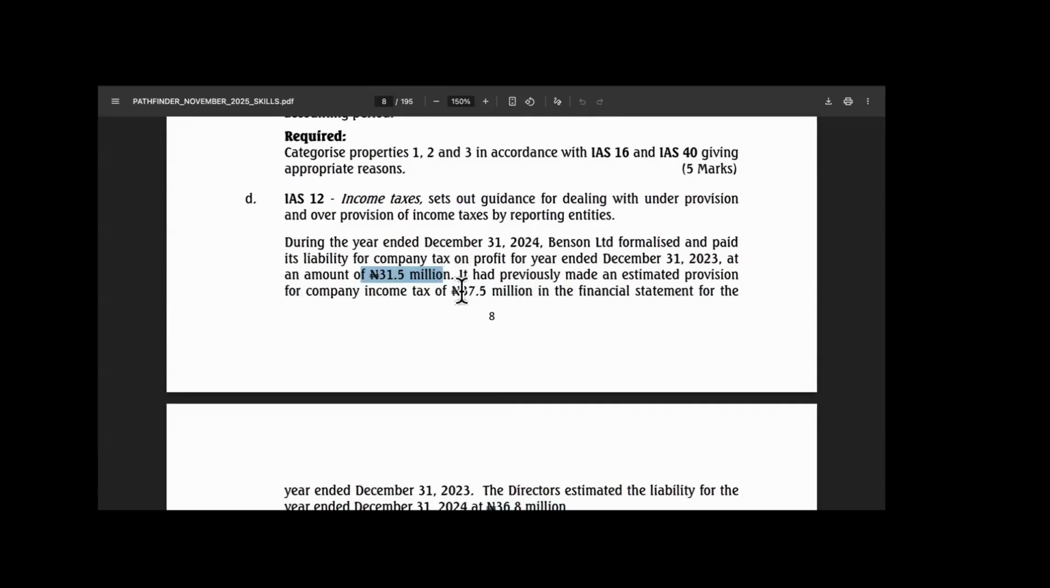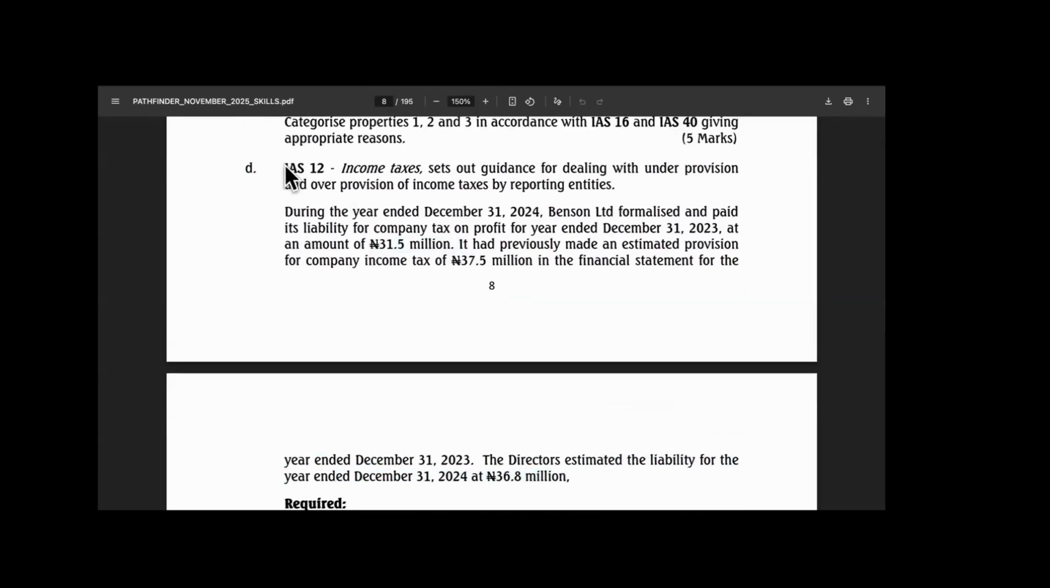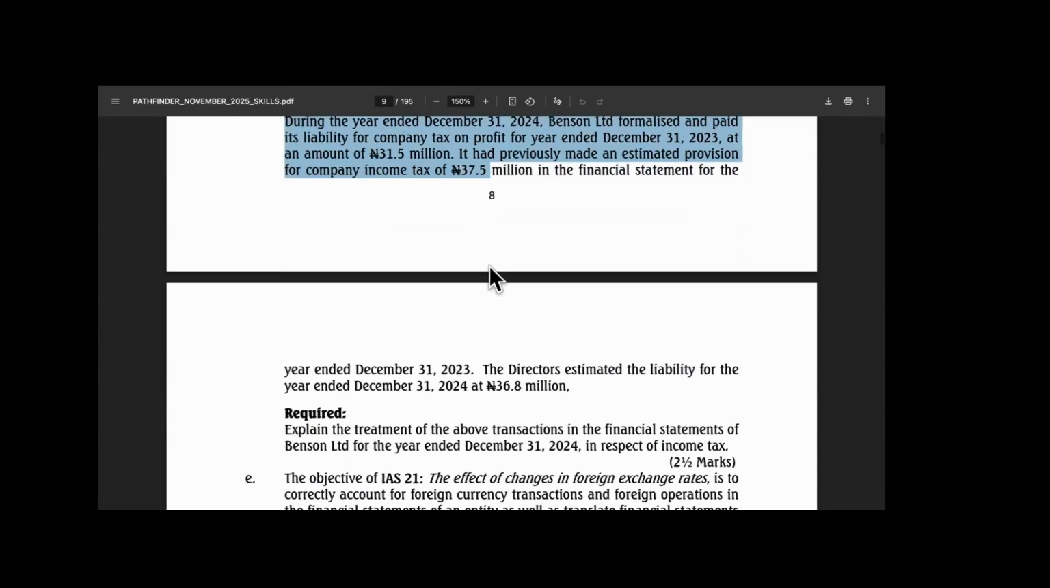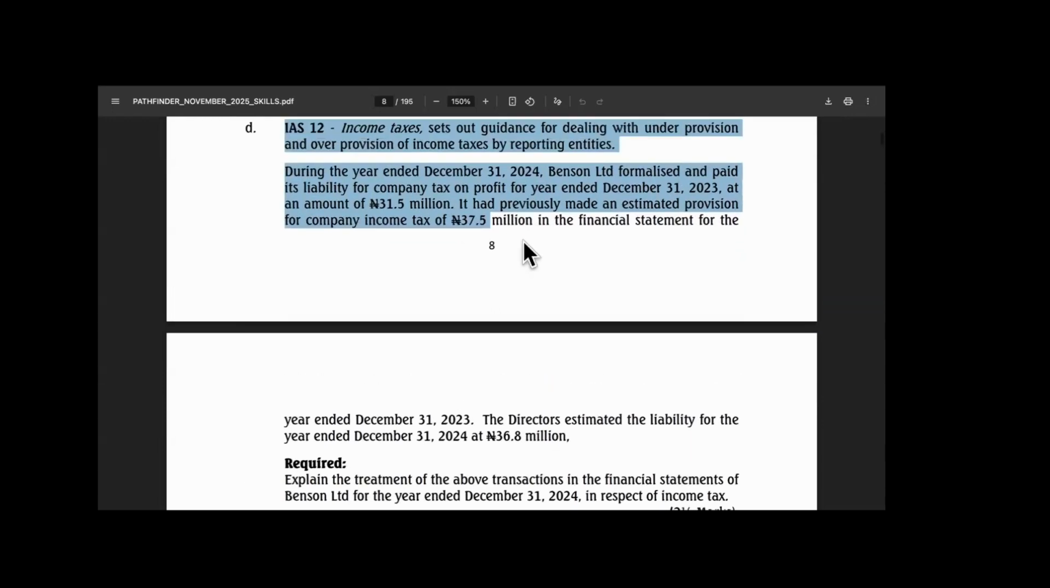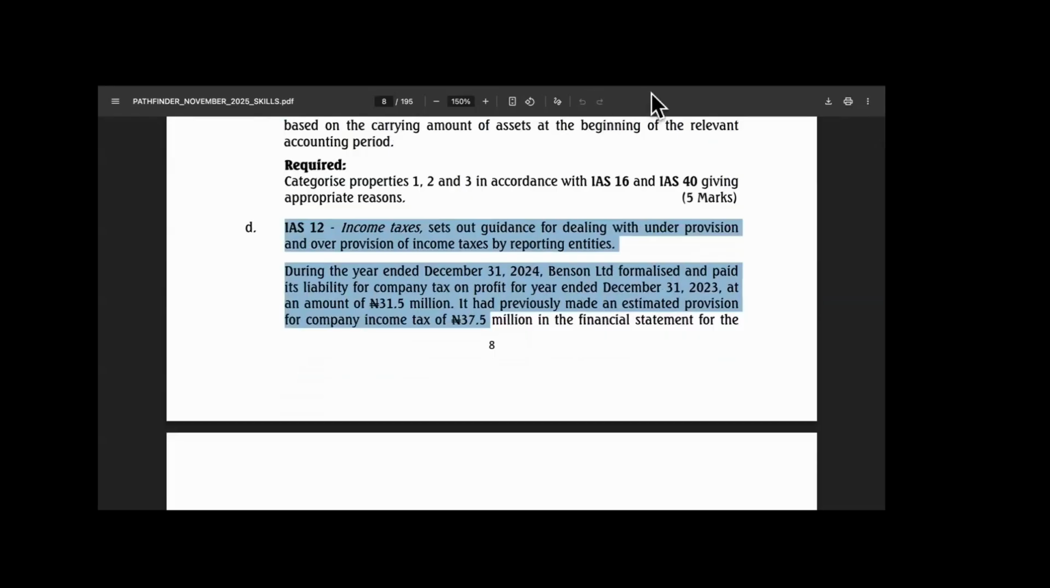He provided for 37.5. He is paying 31.5. So that difference of 6 will simply be deducted from this 36.8 to determine what goes to P&L. But is this 36.8 what goes to the statement of financial position? You can try it, write it down. This is so easy. So I thought it was something serious. So that was the question on income tax for last night.